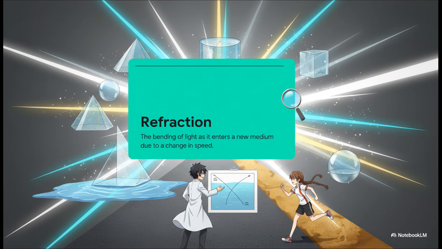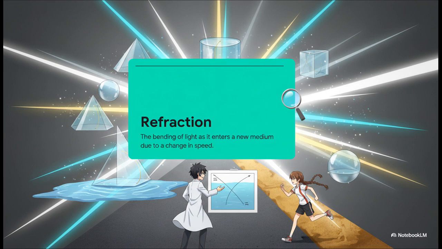All right, shifting gears from bouncing light to bending light. The main takeaway here is that refraction is quite literally just the bending of light. But you gotta wonder, why does it bend at all? Well, it's all about speed. Remember that 300 million meters per second speed limit we talked about? Yeah, light only travels that fast in a pure vacuum. The second it enters a new medium, like air or water or glass, it actually slows down.